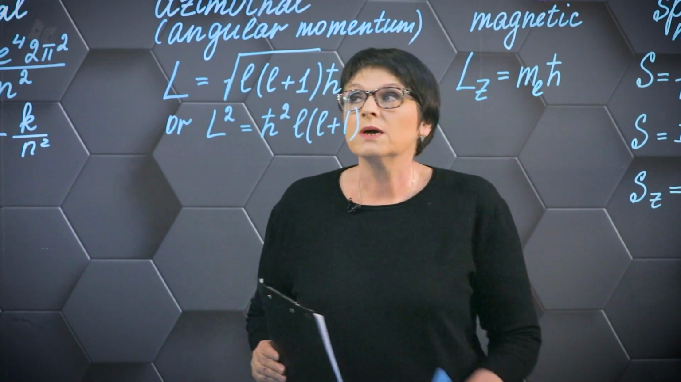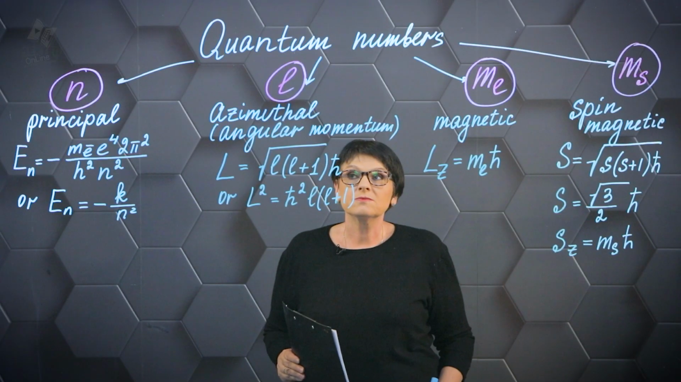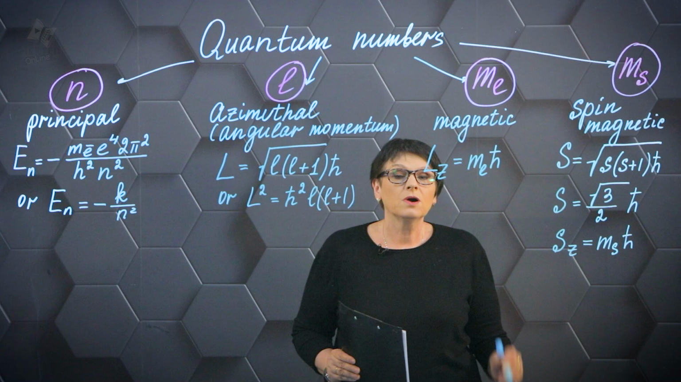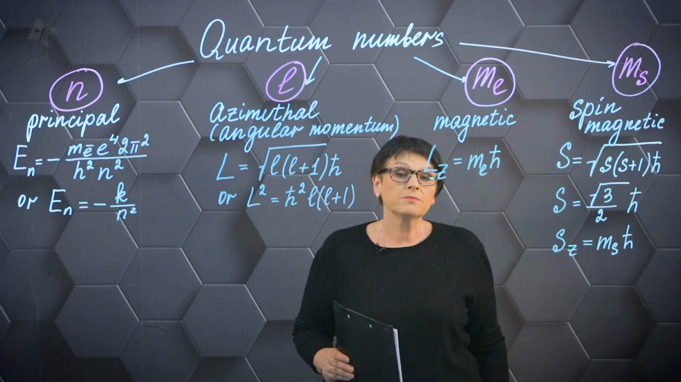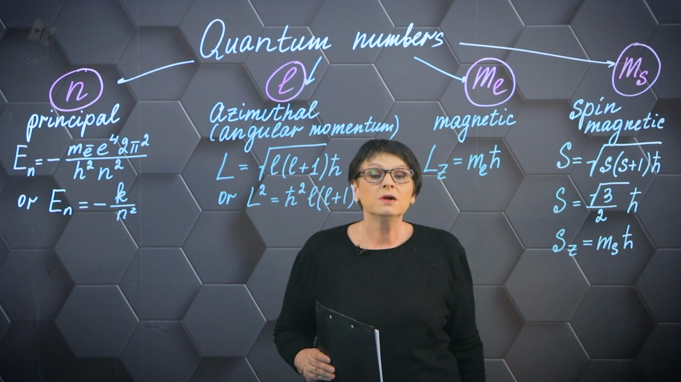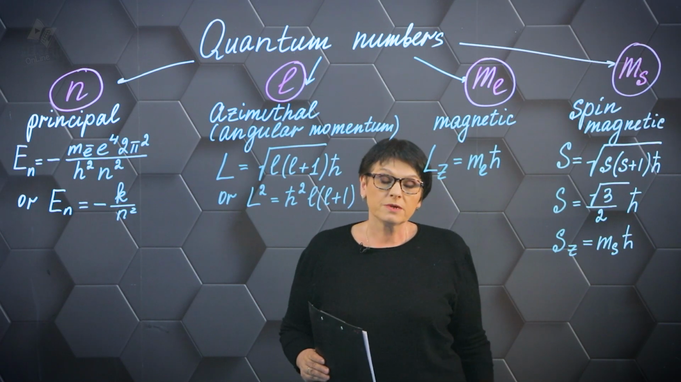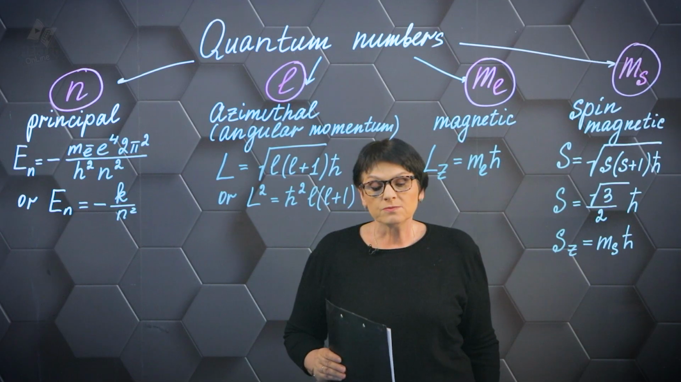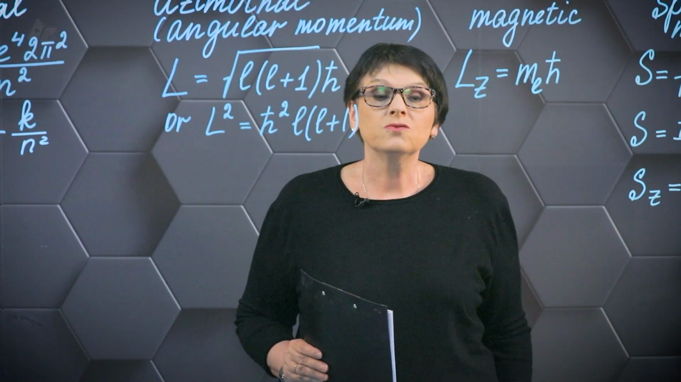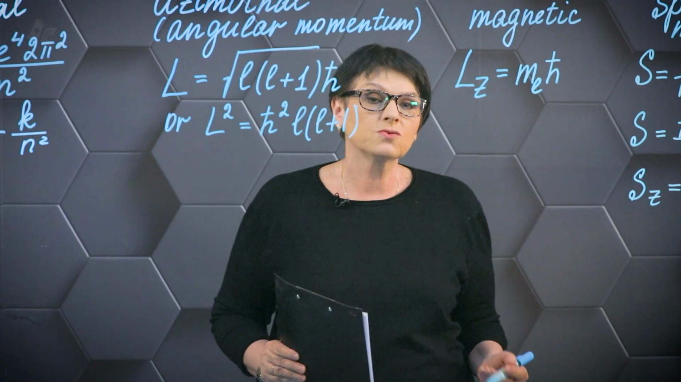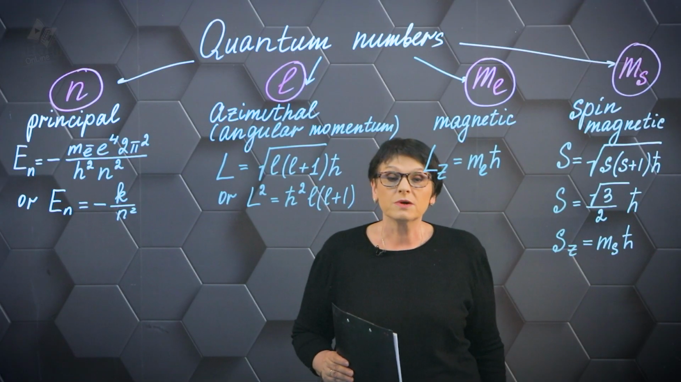These numbers are denoted by letters. N is the principal quantum number. L is the orbital quantum number, as well as ML is the magnetic quantum number, and MS is the spin magnetic number. Let's figure out where these letters, respectively numbers, come from, and find out what meaning they have in relation to the electron. That is, what characteristic of the electron these quantum numbers have.